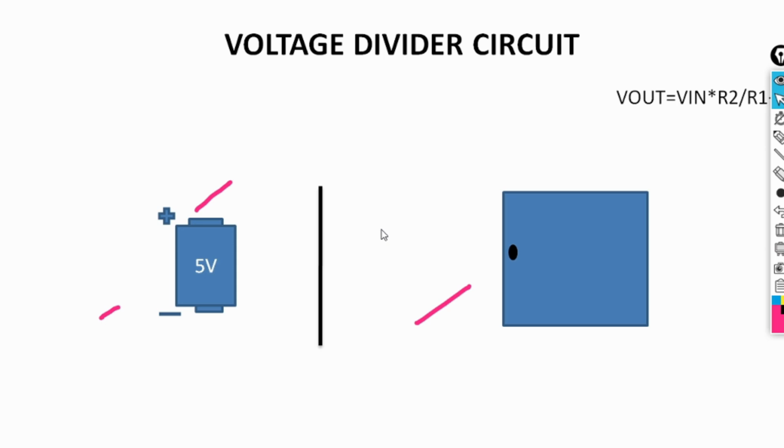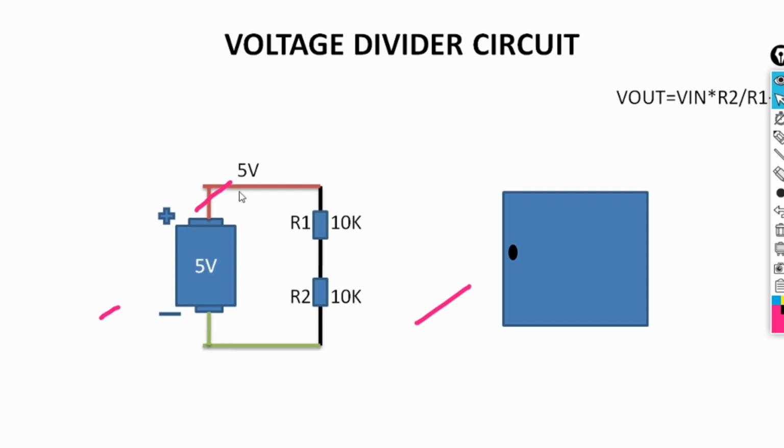So we need 2 resistors in series. We can call them R1 and R2. I have R1 at 10k value, and R2 also has 10k value. Now R1 is connected to the main voltage line, or you can say voltage in. So I am connecting R1 to battery positive and R2 to the ground, battery negative.